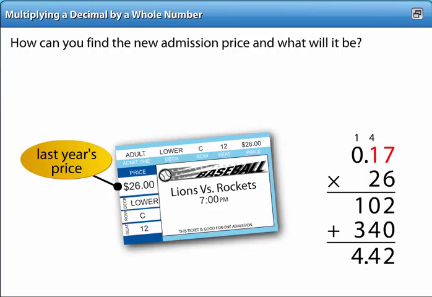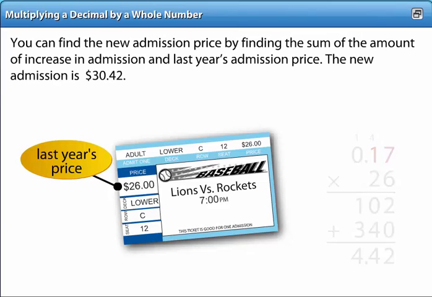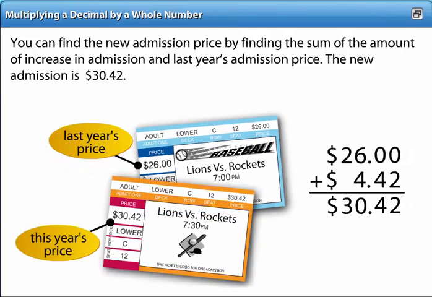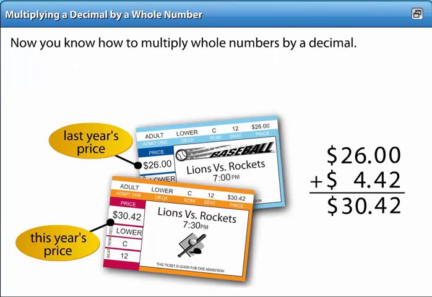How can you find the new admission price, and what will it be? You can find the new admission price by finding the sum of the amount of increase in admission and last year's admission price. The new admission is $30.42. Now you know how to multiply whole numbers by a decimal.